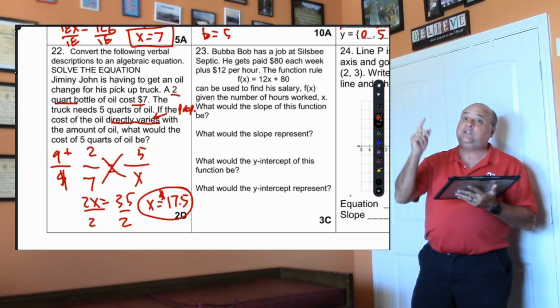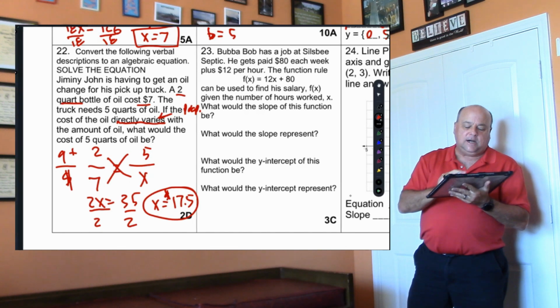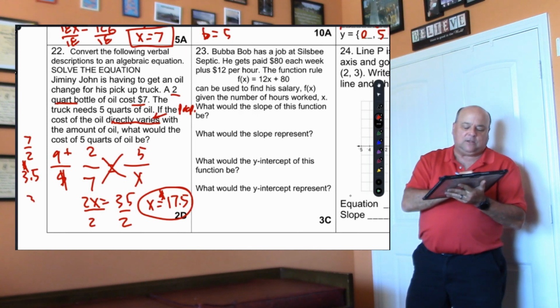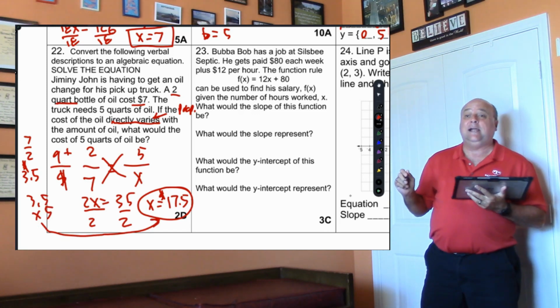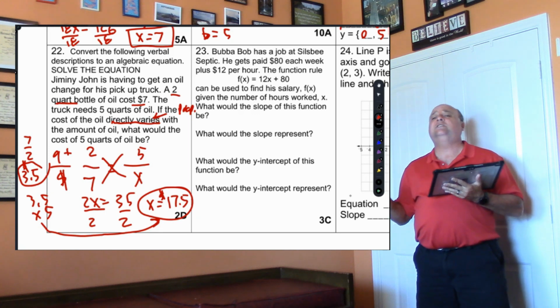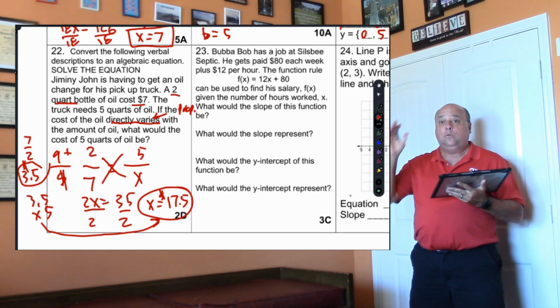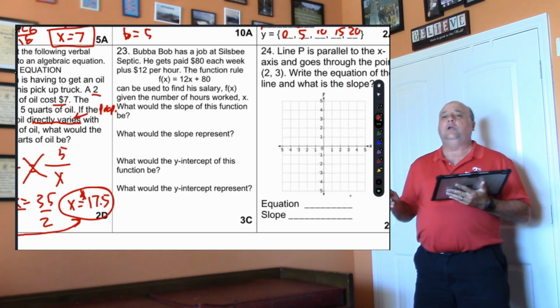Another way to do this, which is how they want you to do this in Algebra 1, is you're going to take the 7 and divide it by 2 and get $3.50 per quart. And then you would take 3.5 and multiply that by 5, and you would get the 17.5. Some of y'all may like doing it that way. This 3.5 is called the constant of variation, or the constant of proportionality, okay? Which is a big number in Algebra 1. Let's go to number 23.